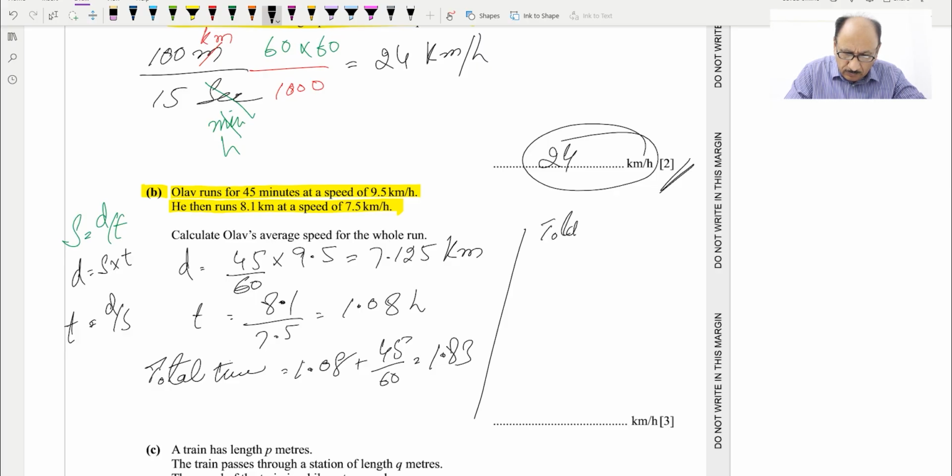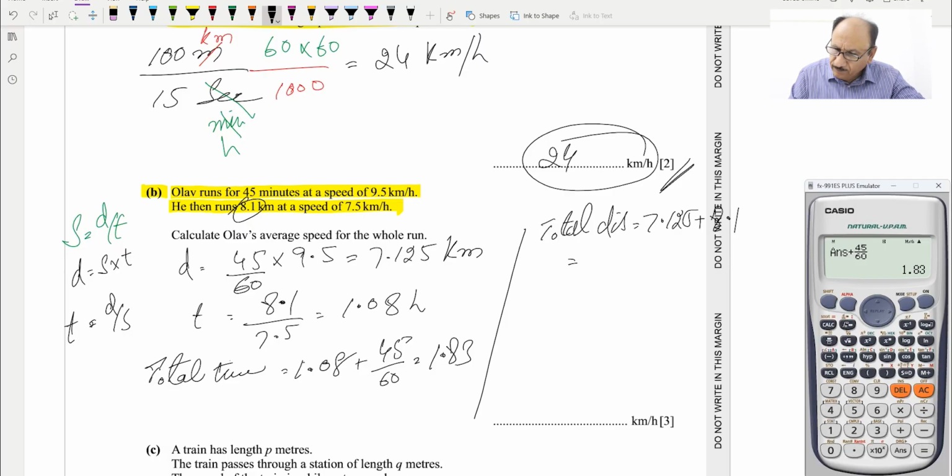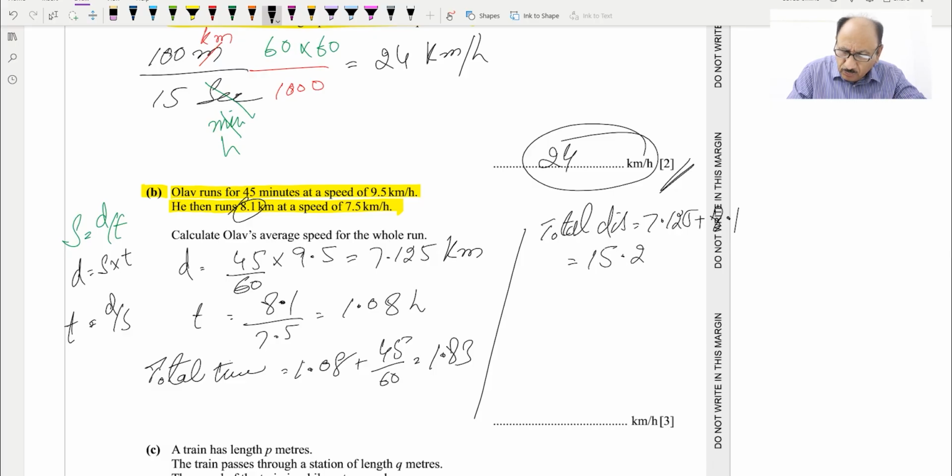Total distance will be equal to 7.125, and plus this will be 8.1, which is provided over here. So 8.1 plus 7.125 is equal to 15.225. So 15.225 kilometers is the distance.